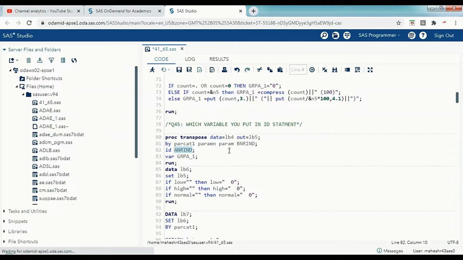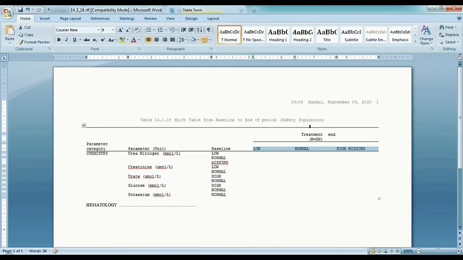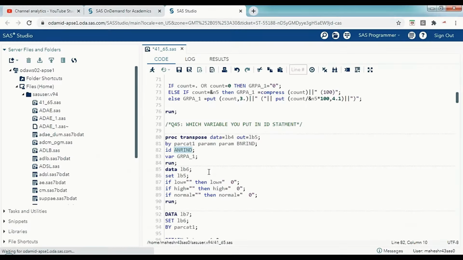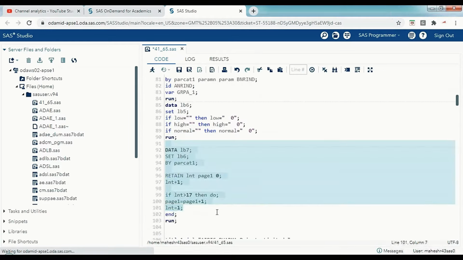If they want to put post baseline versus baseline, then the baseline variable BNRIND you have to mention in the IV variable. Whichever variable they want to see column-wise has to be mentioned in the ID statement. After that, you can give the missing values as 0 values. You can also give the page number every 17 lines. I am giving a page number so that page truncation won't happen by using this code.